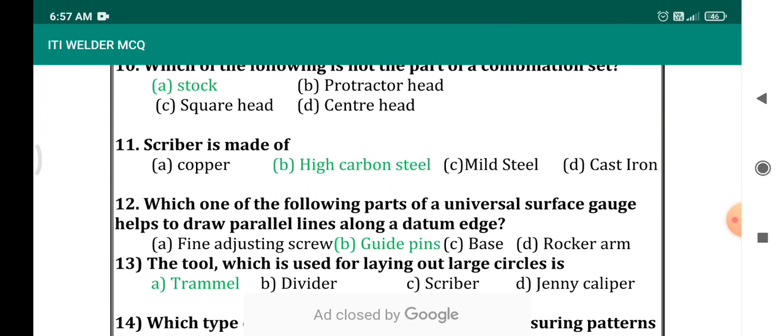The scriber is made up of copper, mild steel, cast iron or high carbon steel. Scriber is used for providing marking on the workpiece, so it should be made up of high carbon steel.